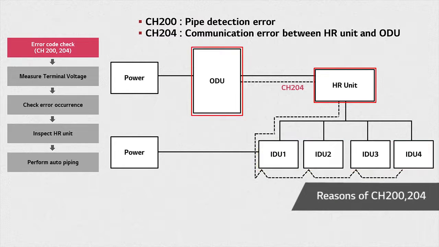On the other hand, error CH204 occurs when there is a communication error between HR unit and ODU. The causes for error CH204 include failure in the HR unit's communication cable and power cable, or a malfunction in the HR unit's PCB.